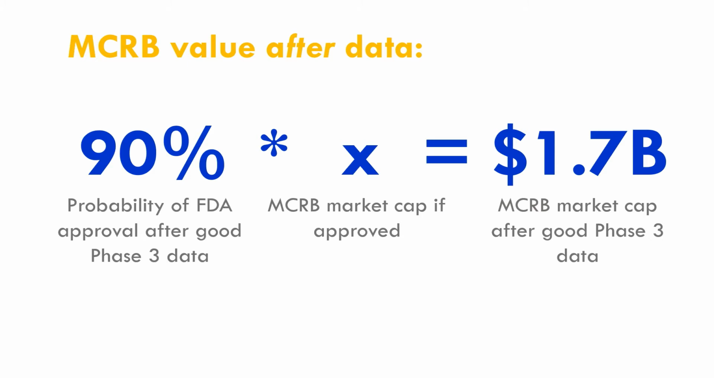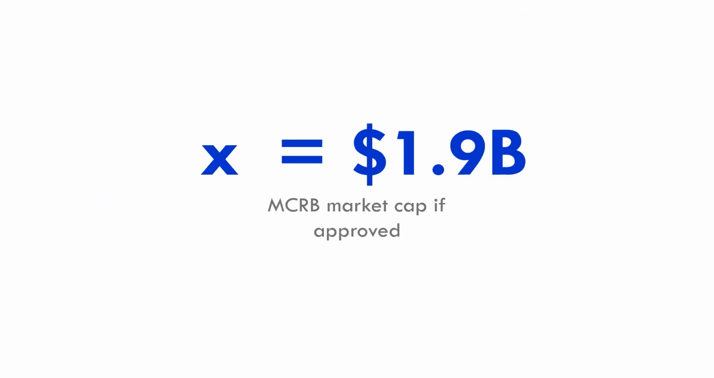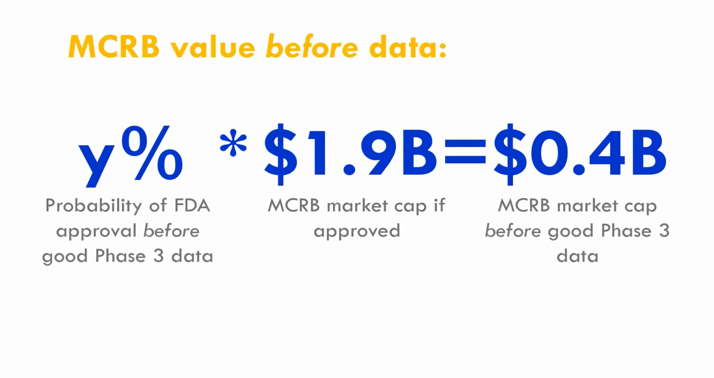So if you solve for X equals 1.9 billion, that's the value of Seres Therapeutics if the drug is approved. So now that we know the value of the drug, if approved, obviously subject to some assumptions, we can then go back and use the prior market cap before the data to solve for Y, which is the probability that investors gave for the drug getting approved before the phase 3 data was released.